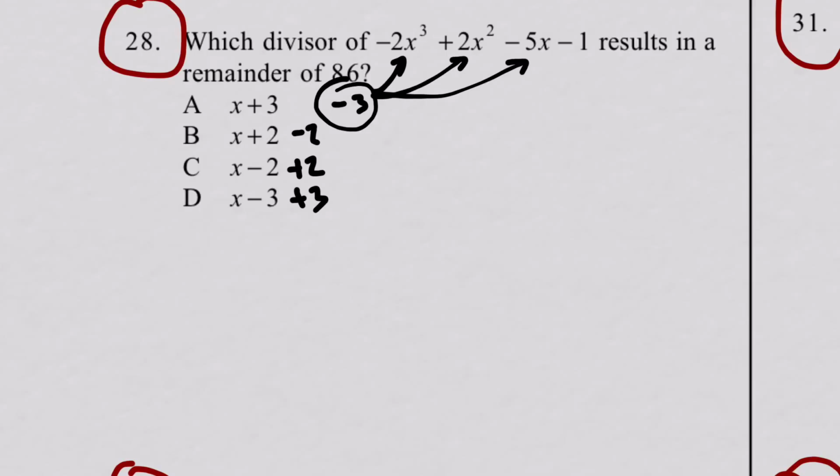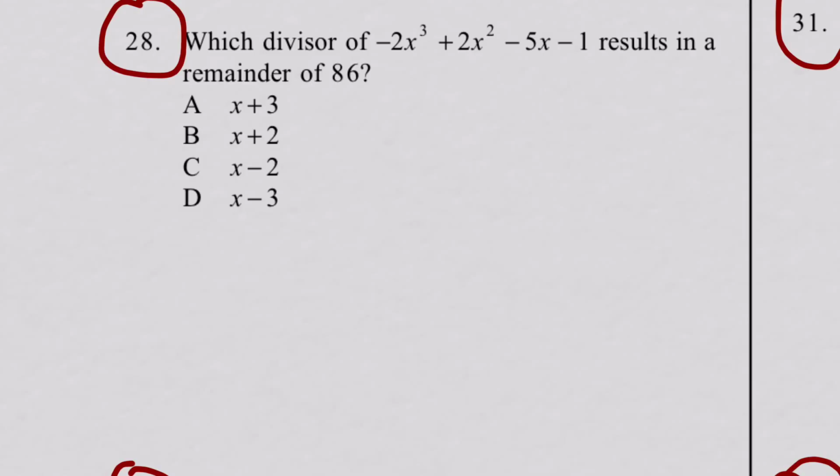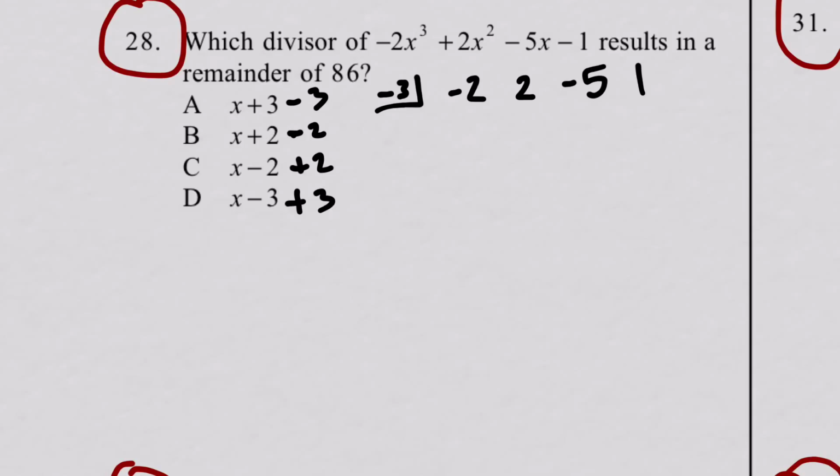The other way of doing it is with synthetic division, which is the way I'm going to do it right now. With synthetic division, you use the same numbers: negative 3, negative 2, positive 2, and positive 3. You're going to try synthetic division with those. So watch. I'm going to use negative 3 as my divisor. My numbers here are going to be negative 2, positive 2, negative 5, and 1.